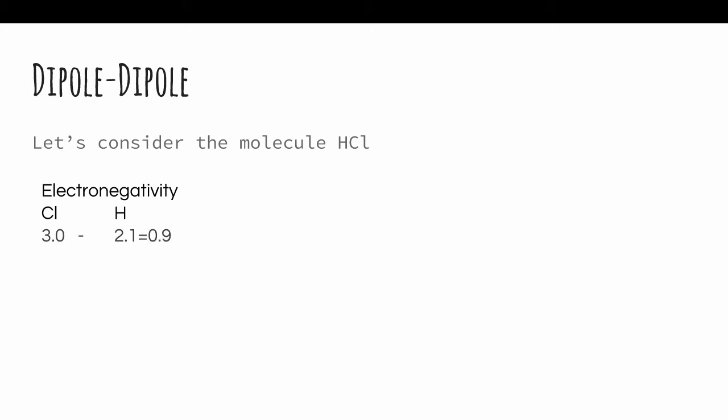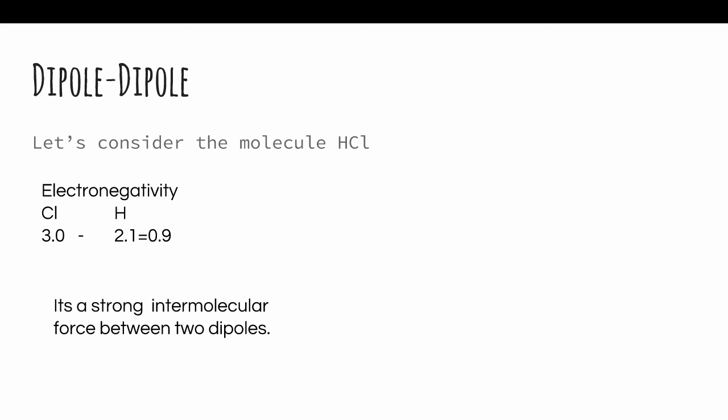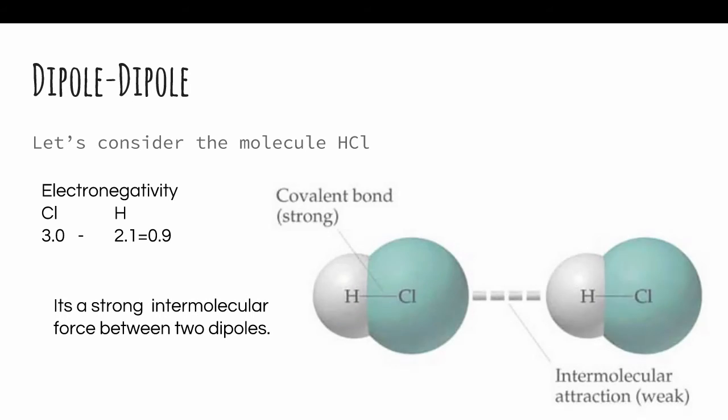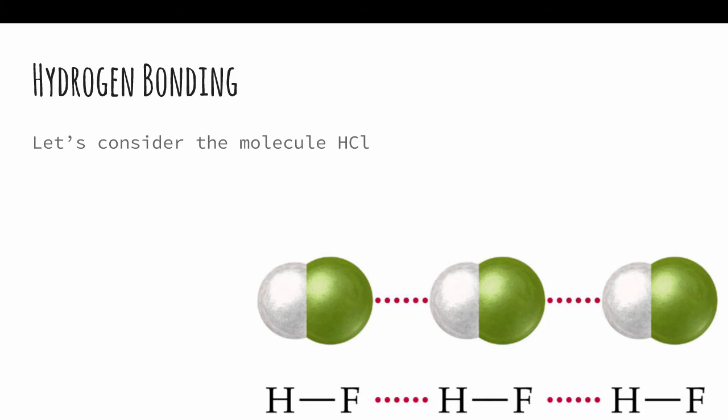If we look at the bond in the molecule HCl, we'll see that the electronegativity difference is 0.9. So there is a dipole on that bond. Now if I look at what happens in between one HCl molecule and the other, I can see that the H will have the positive partial charge and the chlorine will have the partial negative charge. And these two molecules will be weakly attracted to each other by an electrostatic attraction. And this is what we call an intermolecular force because it's between the two molecules.